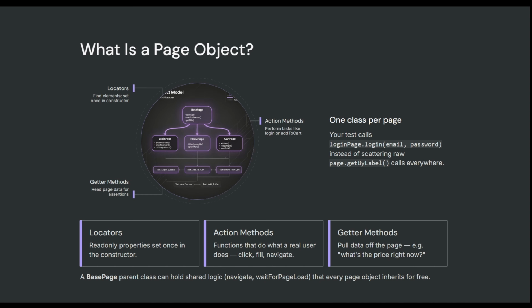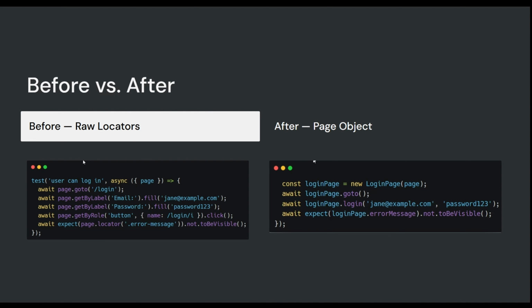Methods are just functions that do stuff a real user would do, such as login or add this to my cart. So instead of your test file being full of things like page.getByLabel and page.locator calls everywhere, your test file just says things like loginPage.login and passes in the email and password. This is way easier to read. Let me show you what I mean with an actual example.